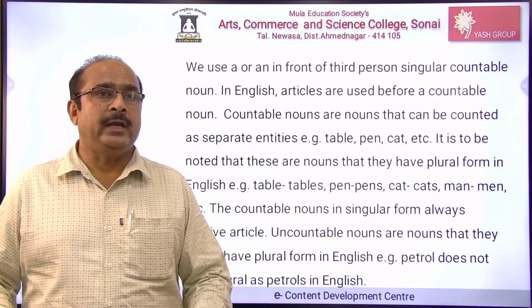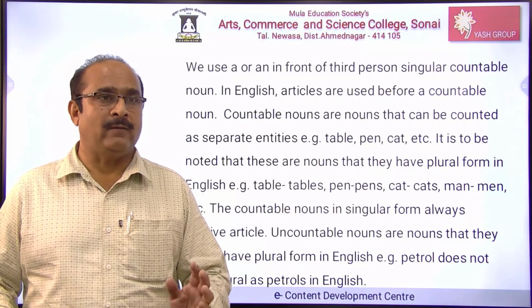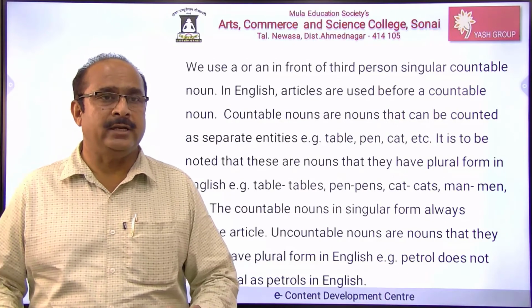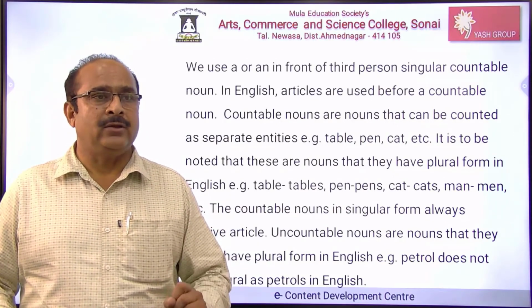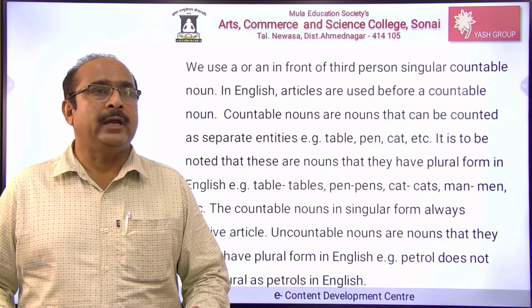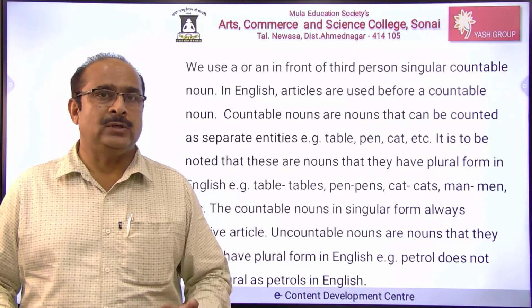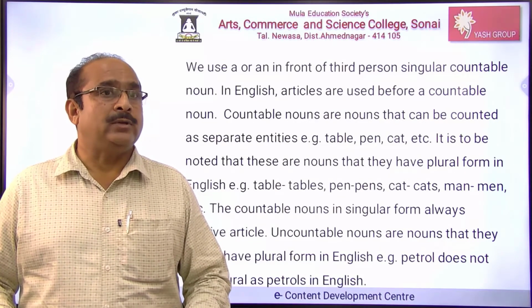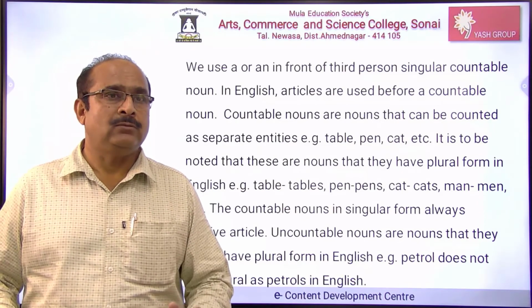We use a or an in front of a third person singular countable noun. So this is the first criterion for using articles a or an. Whenever there is a singular countable noun, we use a or an. This is a rule in English that we have to use before a singular countable noun. In English, articles are used before countable nouns.